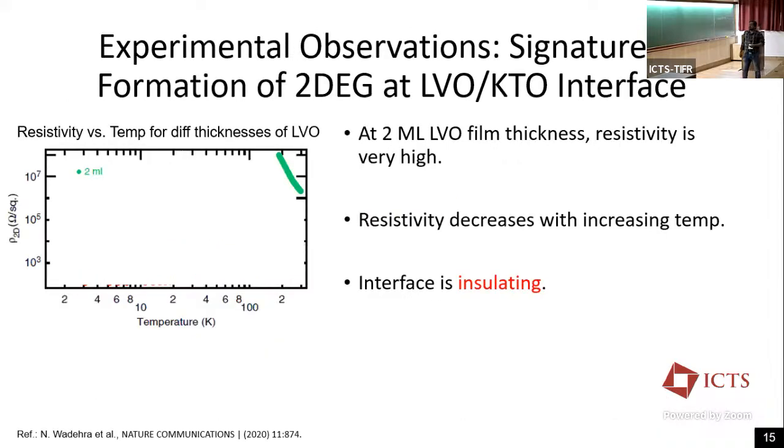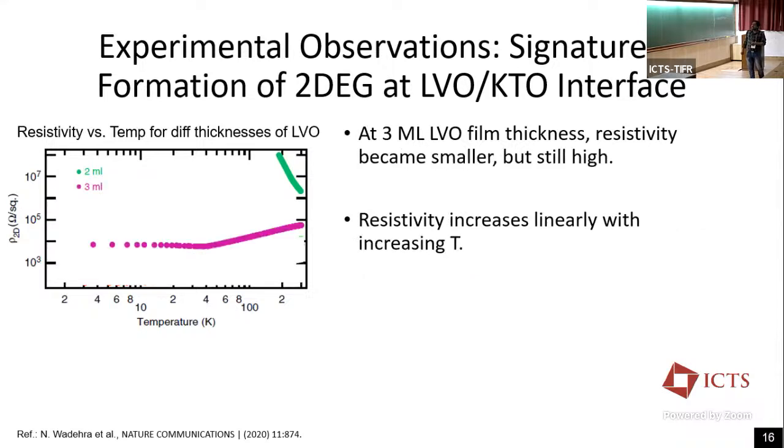Now, coming to the experimental observations, when the experimentalists deposited LVO layer by layer on the KTO substrate, they measured the sheet resistivity at the interface. And they saw that when the LVO film thickness is 2 monolayers, the resistivity is very high. And not only that, it decreases with increasing temperature. That corresponds to insulating behavior at the interface. Then they increased the thickness of the film. So at 3 monolayers, the resistivity drops down, but it is still very high, corresponding to insulating behavior again.